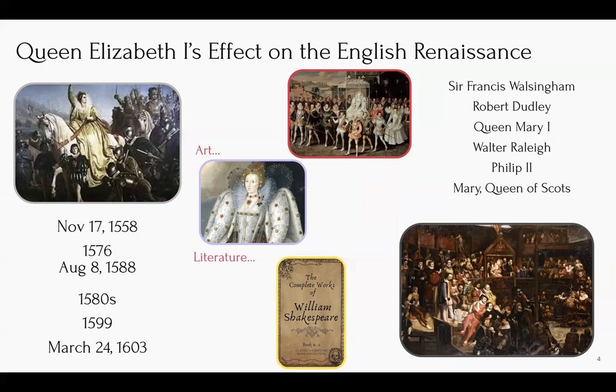1599 is when she builds the Globe Theater, where Shakespeare would show many of his plays, and March 24th, 1603, when Queen Elizabeth dies. So the theater and the Globe Theater in 1576 and 1599 are both great examples of patronism and how that affected the English Renaissance.